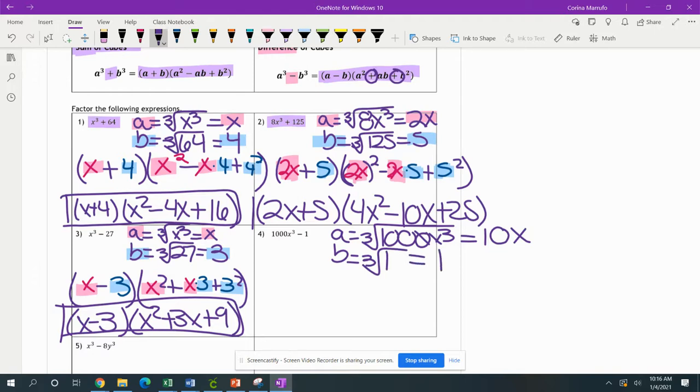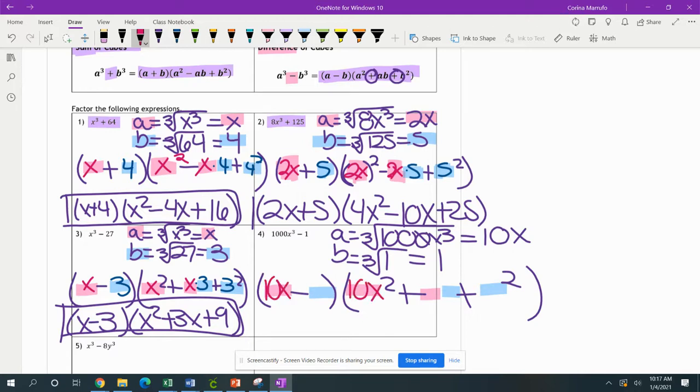Then we go ahead, and this is a difference of cubes, so it's going to be minus here. It'll be squared, plus, plus, and then this one's squared. Remember, our a's and our b's will go in the same locations. This is b, this is b, this is b. We know that a is 10x, so I'm going to fill in a 10x in all those spots. And we know b is 1, so I'm going to put a 1 here.